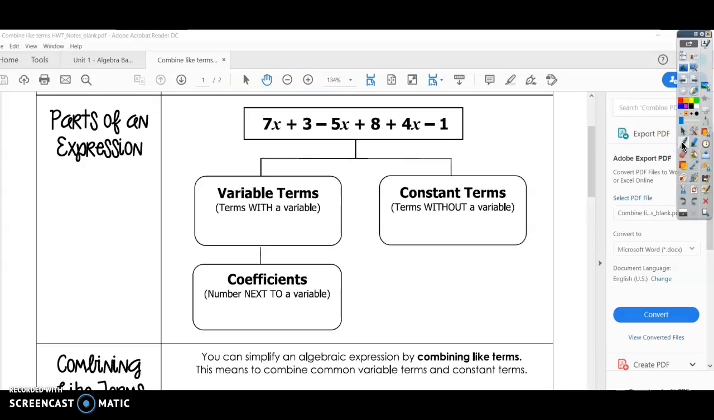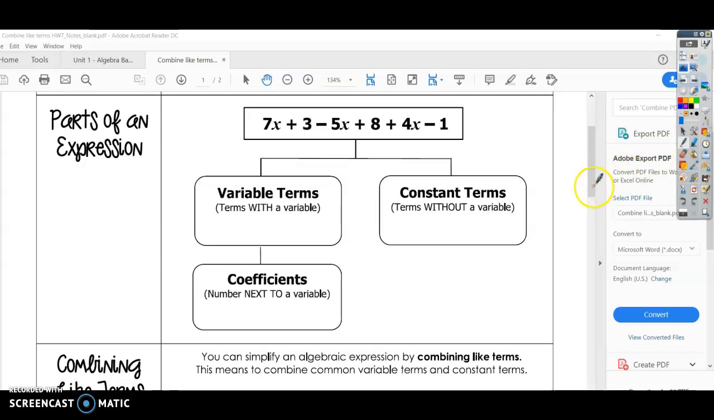Hi, today we're going to talk about combining like terms. As we get started, we're going to first talk about different parts of an expression. An expression does not have an equal sign. An equation has an equal sign. An expression just has some terms that you can simplify.